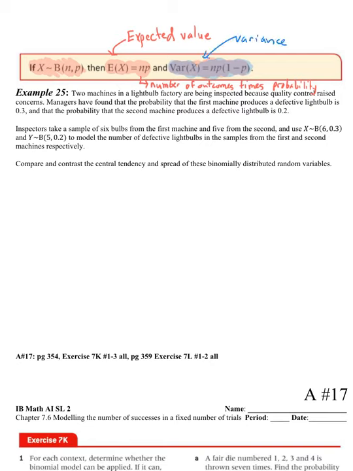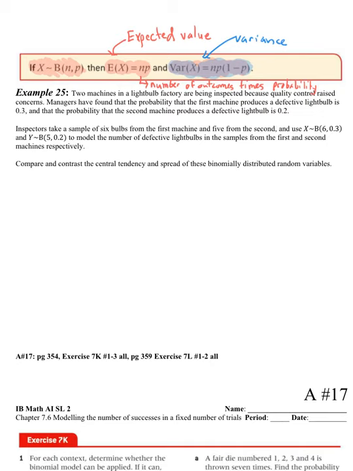If I ask you to find the variance, you're going to do the same thing as expected value, but then you're going to multiply it also by the probability that that outcome does not happen. That's the only difference between expected value and variance. So you multiply the number of outcomes times the probability times the probability of it not happening. Okay.